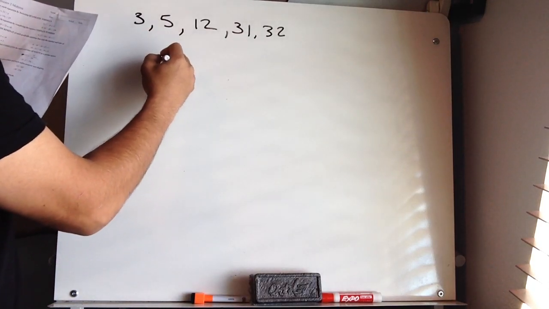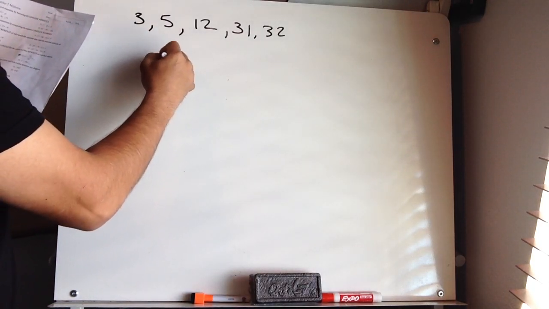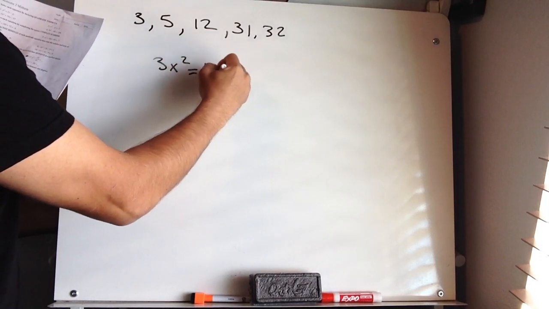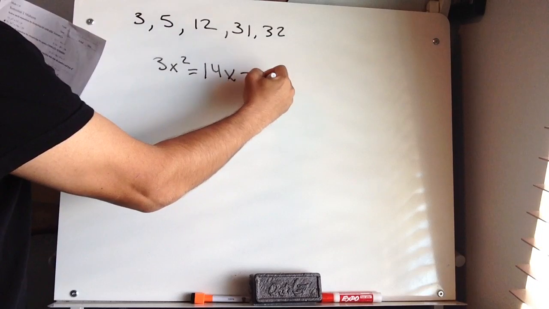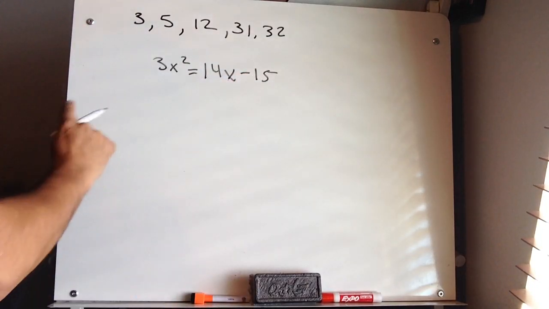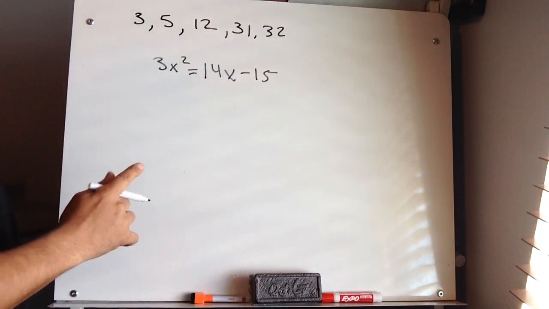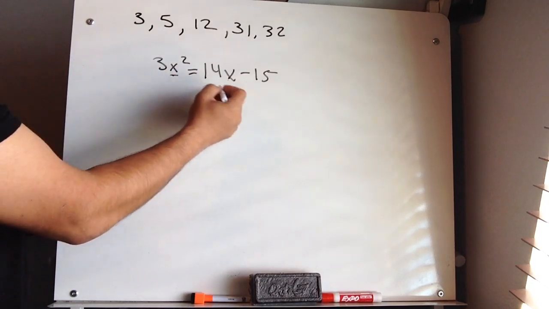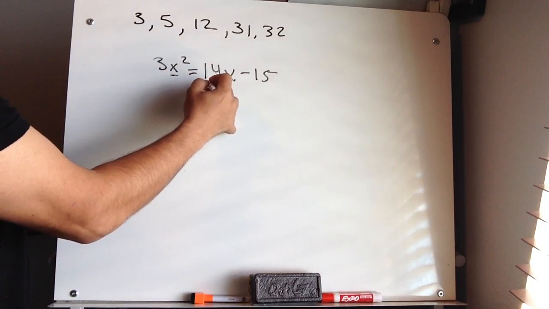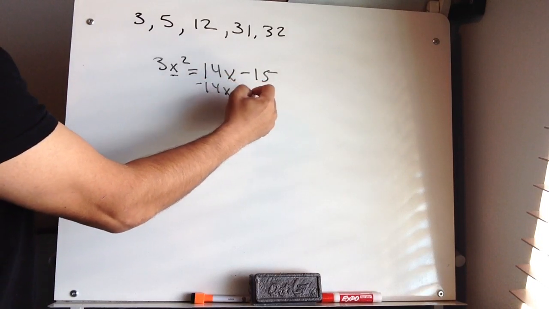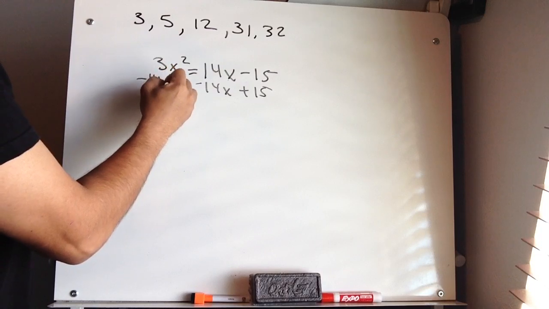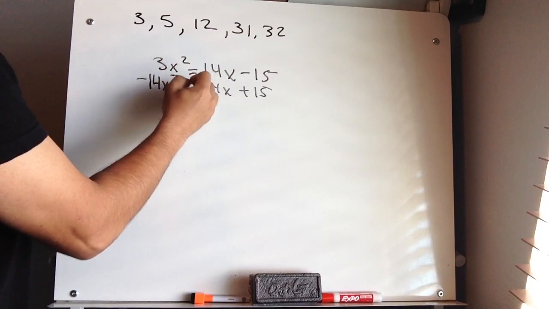Here's question 3. It says 3x squared equals 14x minus 15. Right here we use the quadratic formula. When we do the quadratic formula, we need to make sure the biggest degree stays positive. So I'm going to move all this. We're going to subtract 14x and add 15 to both sides.